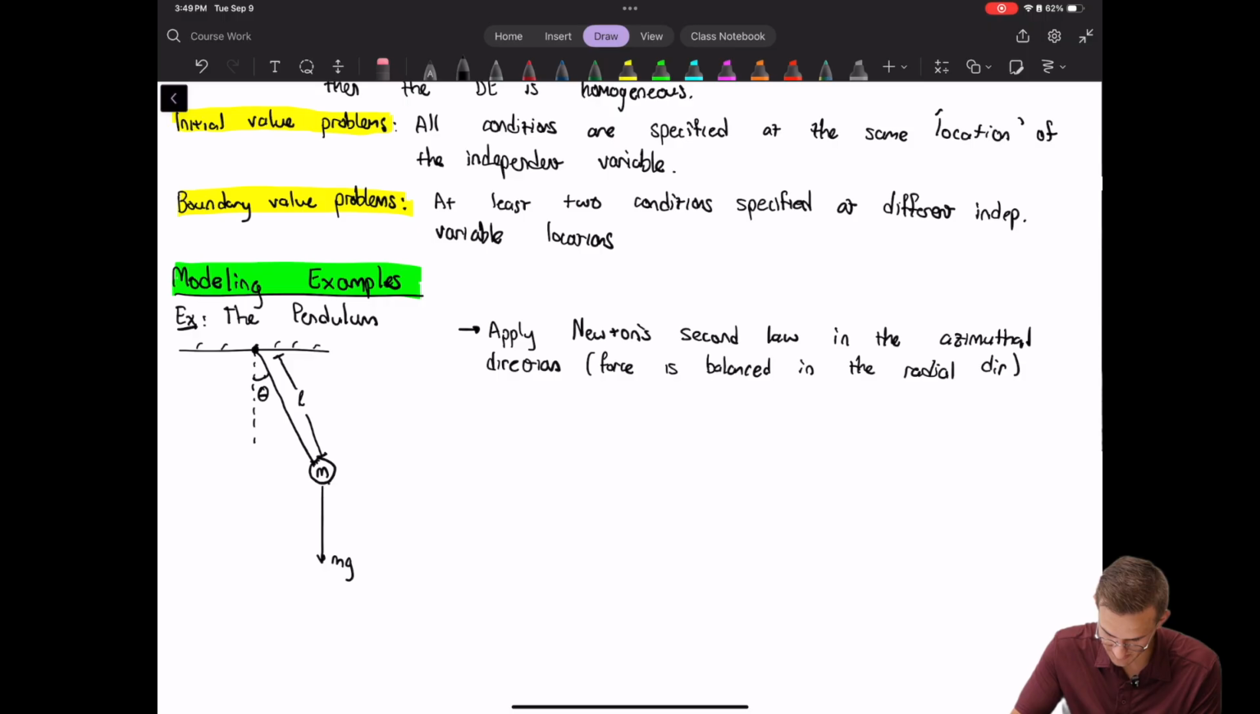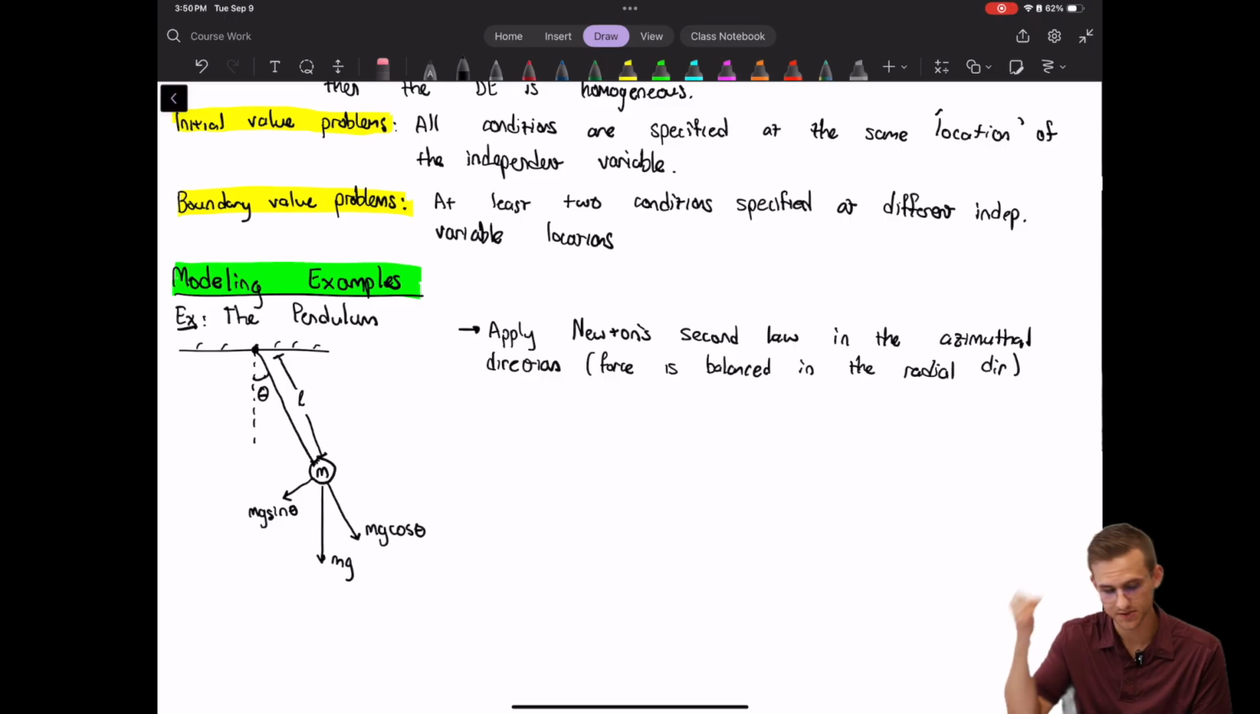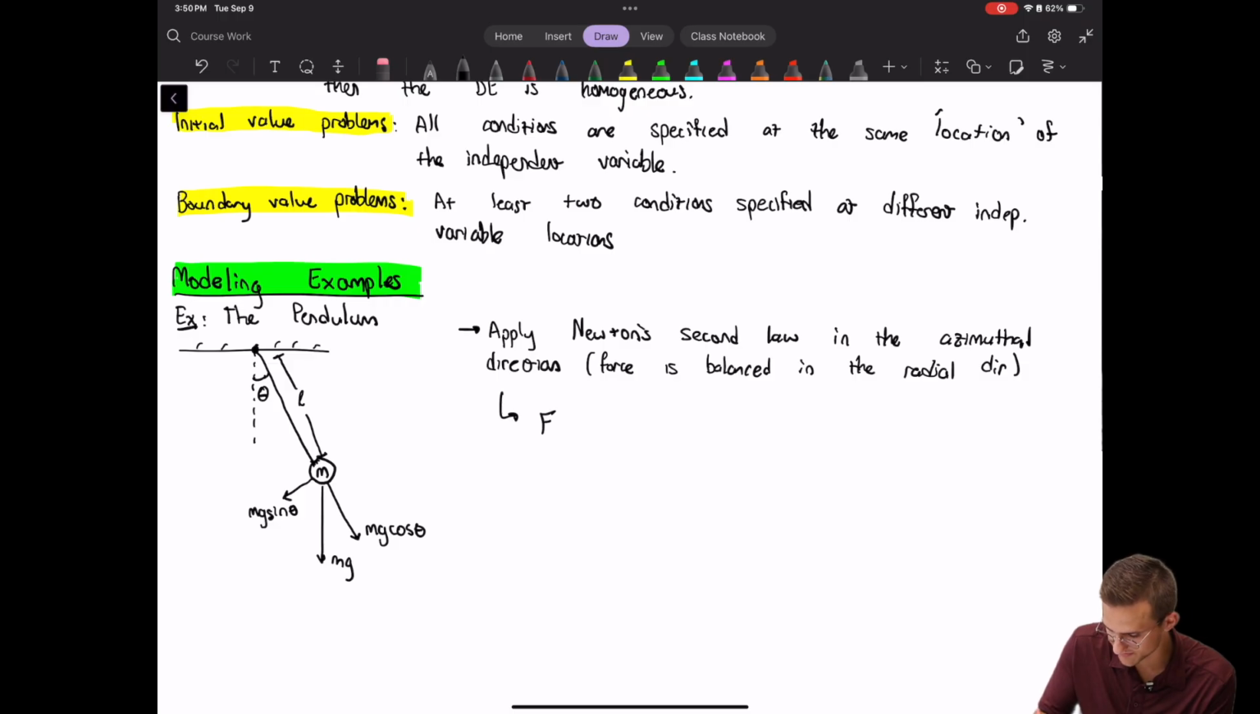And so we can break down this mg force into two components. One that's in the azimuthal direction here, which is going to be mg sine theta, and then one in the radial direction, which is mg cosine theta, but that is always balanced by the tension in the string. So that's an uninteresting direction, let's say. Okay, so if we do that, we just take F sub theta, to denote that it's the azimuthal direction, equal to m a in the azimuthal direction, right?